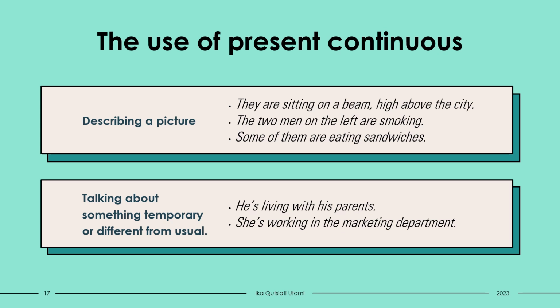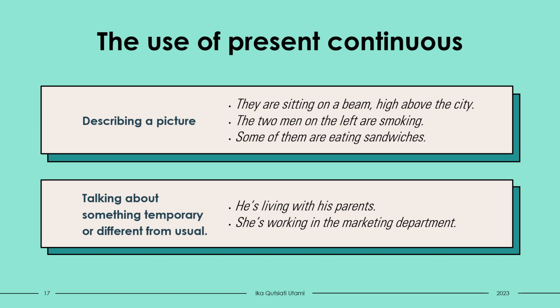Just like I mentioned in the present simple tense. Maybe he is living with his parents while he saves enough money to get his own place, or for another reason. Okay, let's look at one more example here. She works in the marketing department. She's working in the marketing department. Is the difference clear now, right?